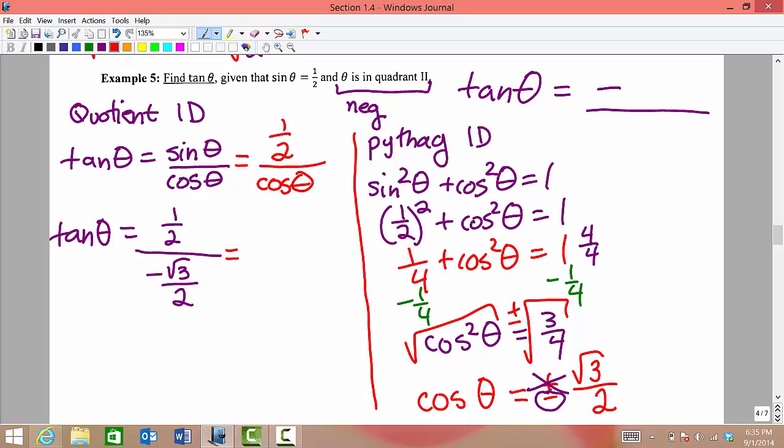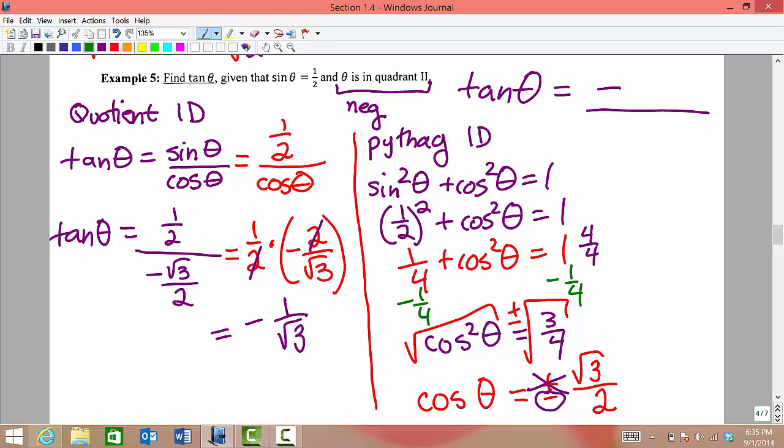We want to simplify our expression. We have 1/2 times, we will flip the bottom fraction, so that would be a negative 2 divided by square root of 3. Cancel out our common factors of 2. So now we have negative 1 divided by the square root of 3. So our tangent value is negative 1 divided by the square root of 3.